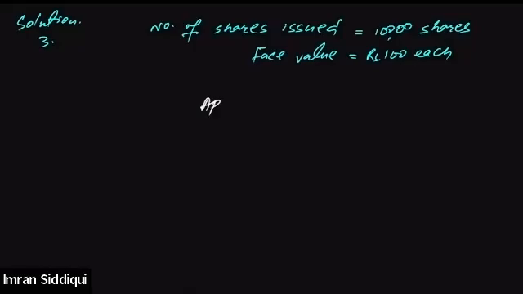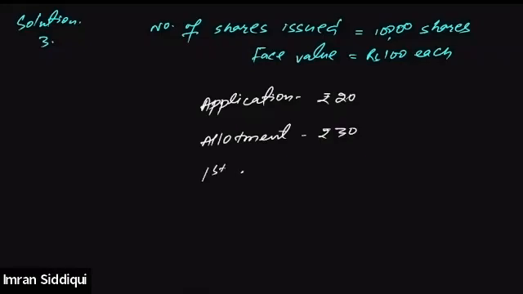The company wanted to raise 20 rupees on application. Then the public will apply for the share. They need to pay 20 rupees on application. Then when the shares are allotted to the public, they will be asked to pay 30 rupees as a second installment. Then on the first call, they will be required to pay 20 rupees.